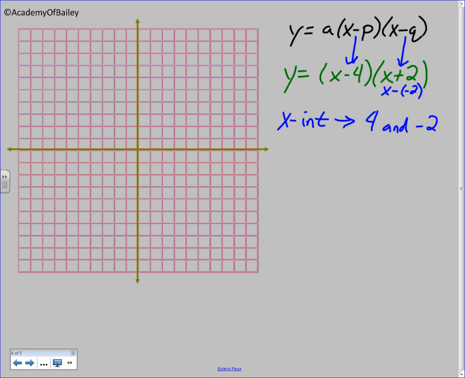Let's go ahead and plot those. 1, 2, 3, 4, and -2. The axis of symmetry is halfway between that. I know that there are 6 spaces between 4 and -2, so the axis of symmetry is 3 spaces away from one of those intercepts. 1, 2, 3. There's the axis of symmetry. And so the vertex must lie on that.